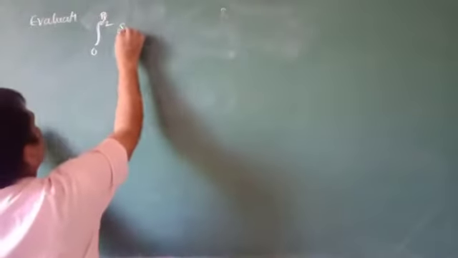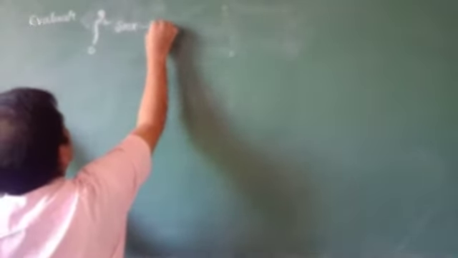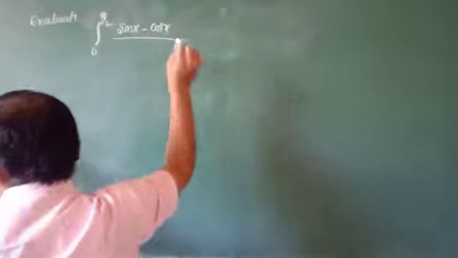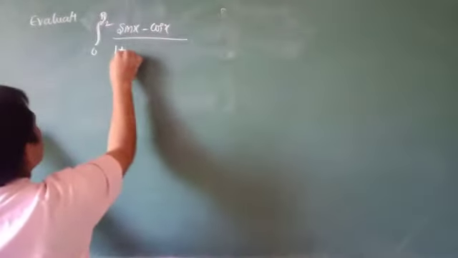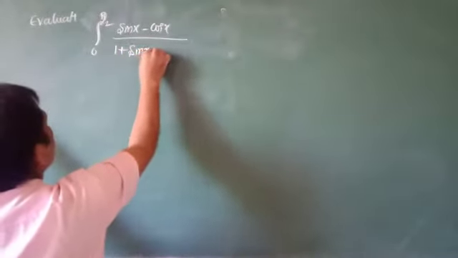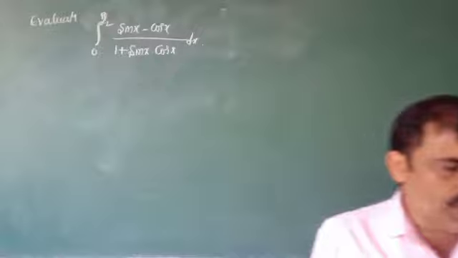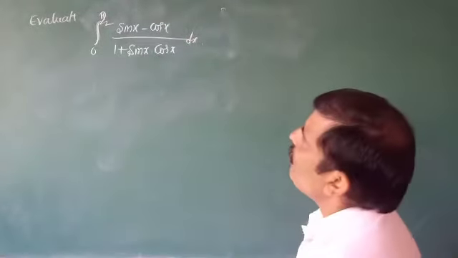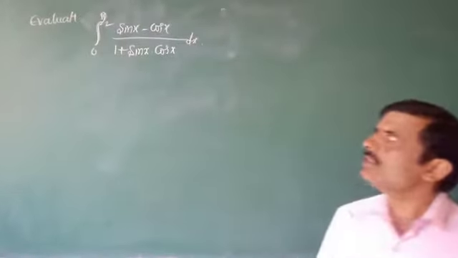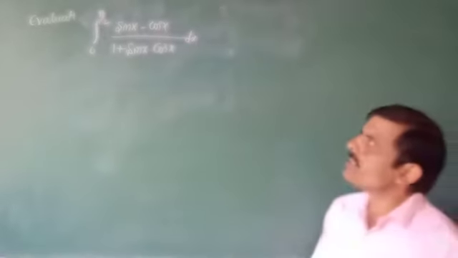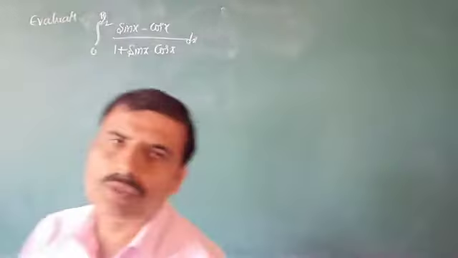Okay, next one is: evaluate the integral from 0 to pi by 2 of sin x minus cos x divided by 1 plus sin x into cos x with respect to x. That is the integral from 0 to pi by 2 of sin x minus cos x divided by 1 plus sin x into cos x with respect to x.